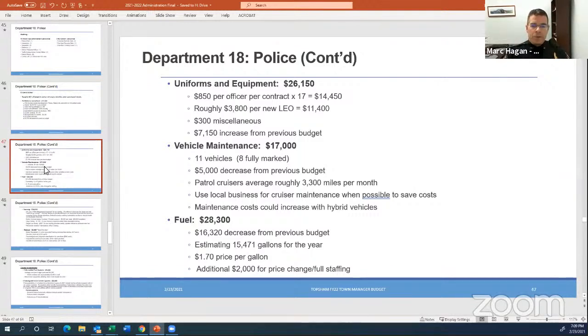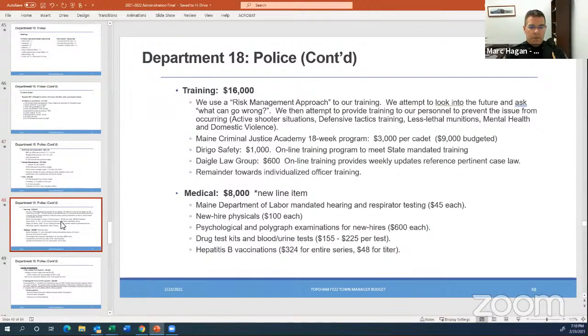Fuel, we had a decrease in the budget, a significant decrease, over $16,000, but you can see what we have estimated our gallons to be used for the year and the price that we're locked in on. So that's where we came up with those costs.